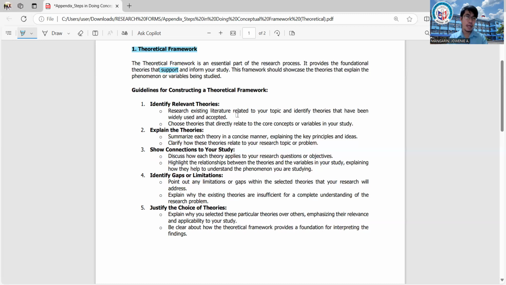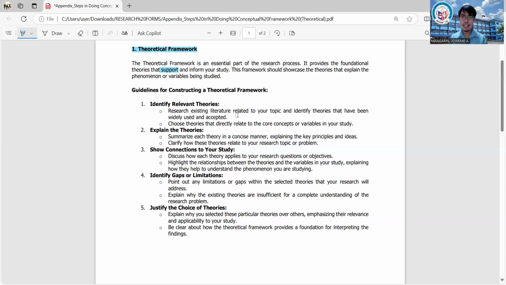Halimbawa, gusto mong pag-aralan yung needs ng mga tao para magkaroon sila ng satisfaction. So with that, pwede mong i-adapt yung Maslow hierarchy of needs na kung saan nakastipulate doon yung different levels of needs na kailangang ma-meet ng isang tao para magkaroon siya ng self-actualization or self-fulfillment. So ngayon, kapag nag-create ka ng statement of the problem, for example, pwede mong i-unfold or pwede mong i-align yung statement of the problem mo on that particular theory.